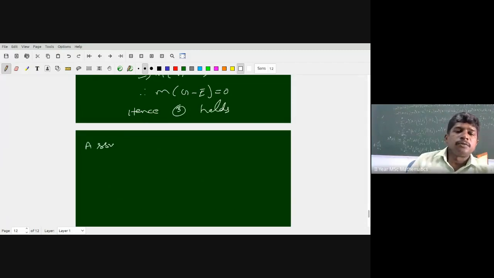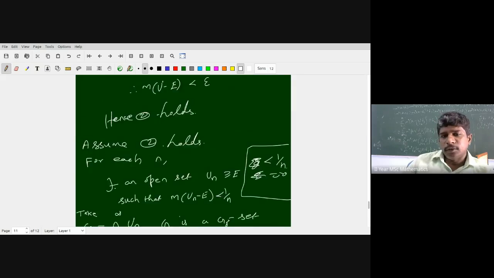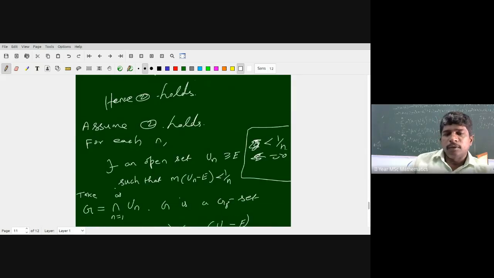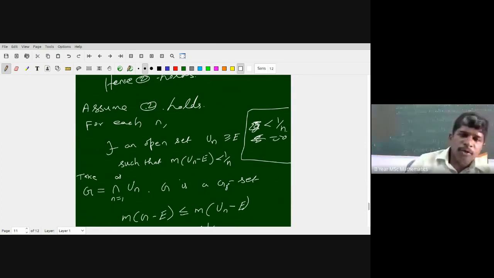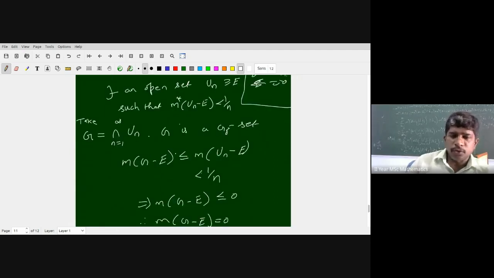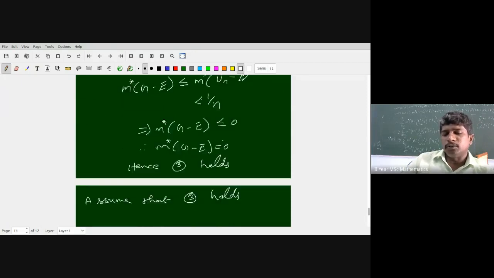Now the last part: assume that statement 3 holds, and we prove that E is measurable. Here we have used a small change, because we have assumed that 2 holds. So 2 is written for the outer measure, so I write m star everywhere. By the assumption of 2, we don't know whether E is measurable or not. So for U minus E we only calculate the outer measure.